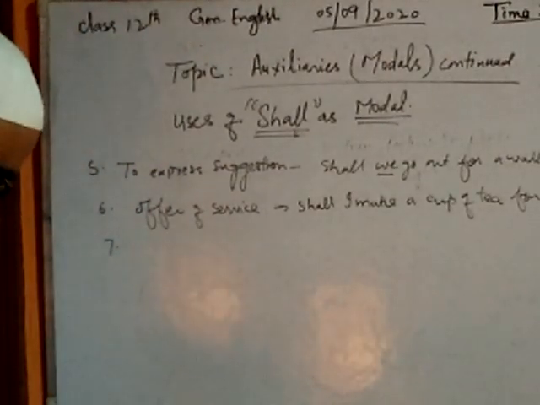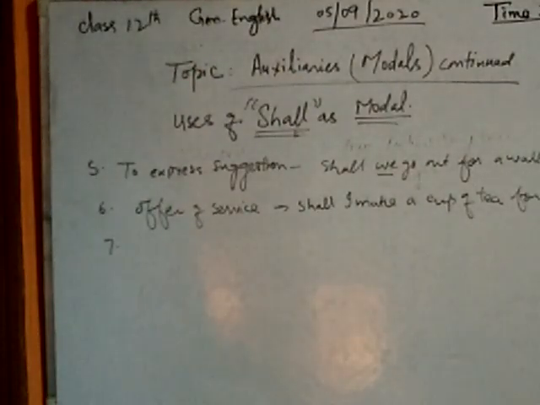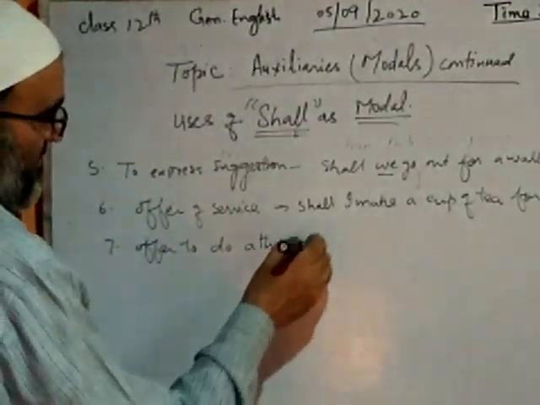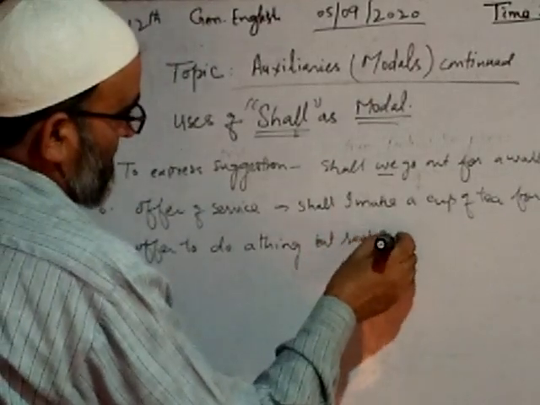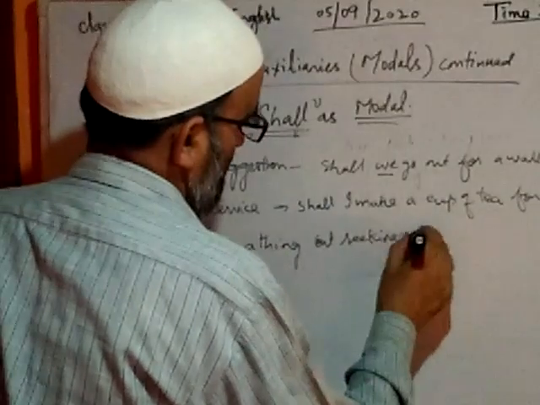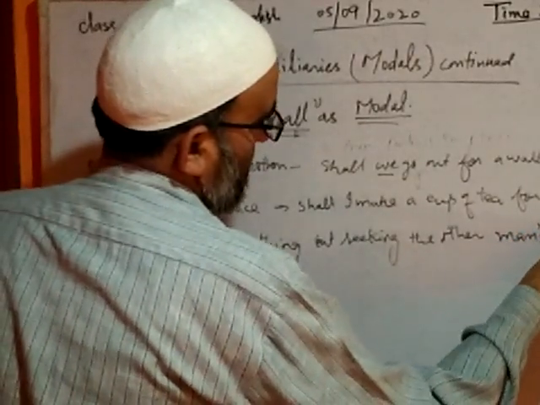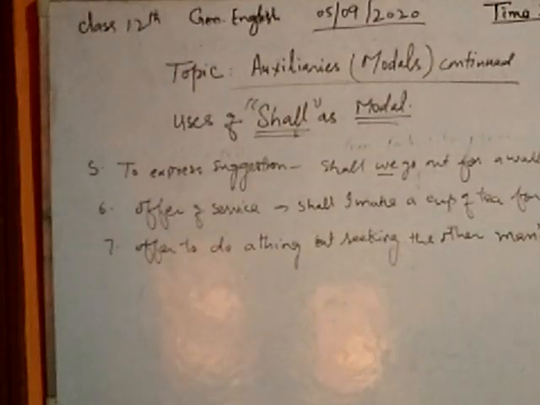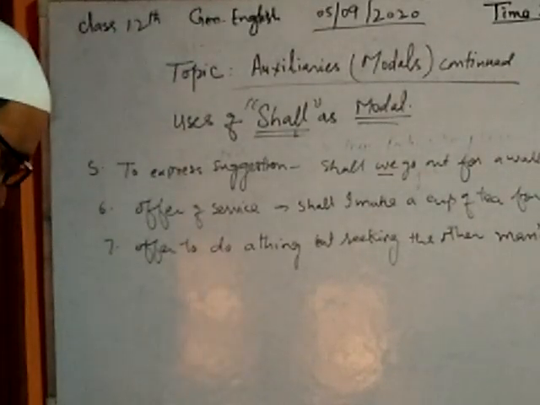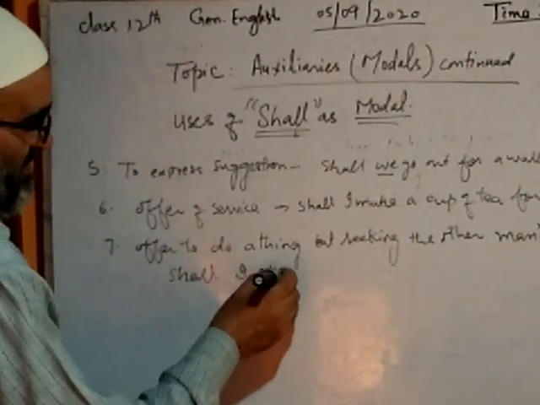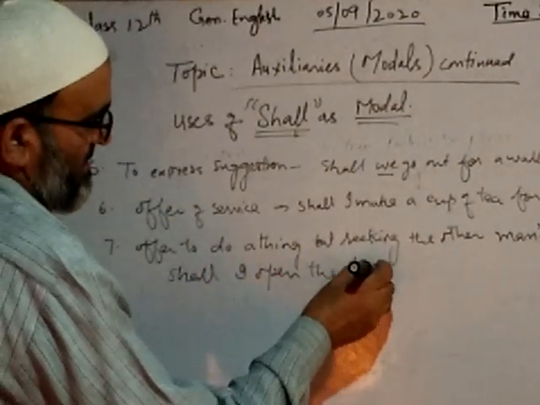Number seven, offer to do a thing, but seeking the other man's permission. Haan, peshkash karna kisi kaam ki, lekin isme talab karna hai, dhoondna hai dusre shakhs ka permission. Shall I open the door?